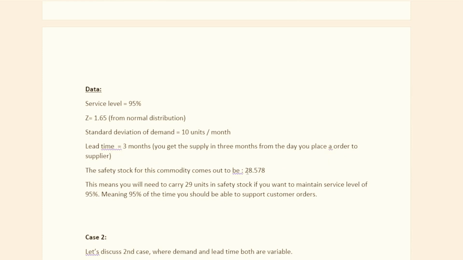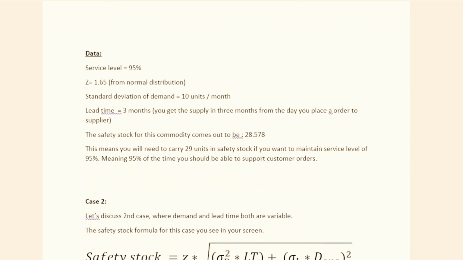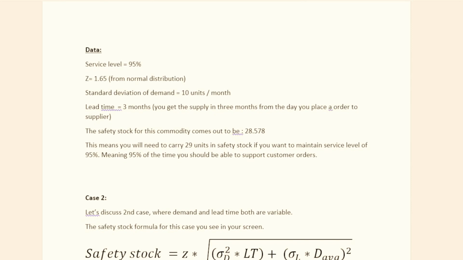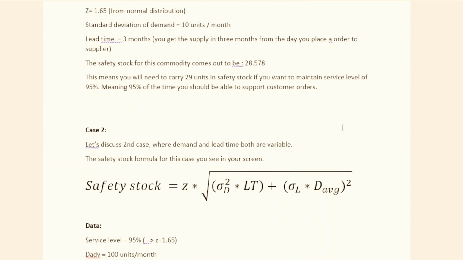So this means that you will need to carry 29 units in safety stock if you would like to maintain a service level of 95%, right? In other words, 95% of the time you should be able to support customer orders, right? So in this case, in the beginning I told you, we assume that demand is variable but lead time is constant.